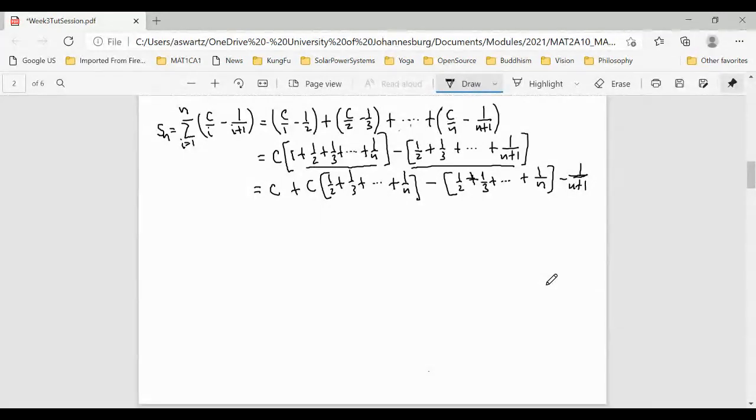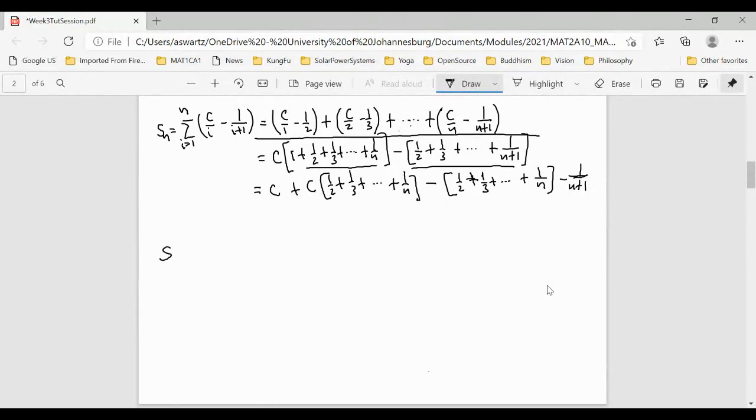Okay, is there a different way of combining them? Let's look at this again. Let's start with this expression again and see if we've got a different way of combining them.